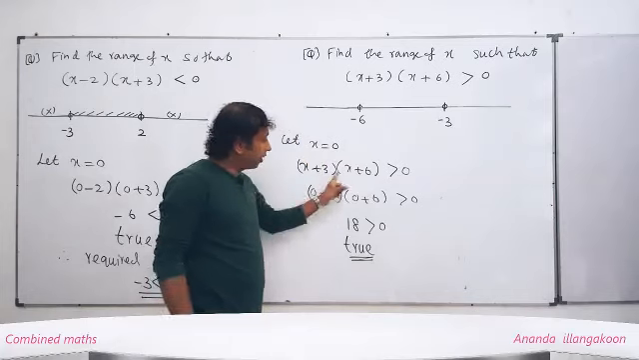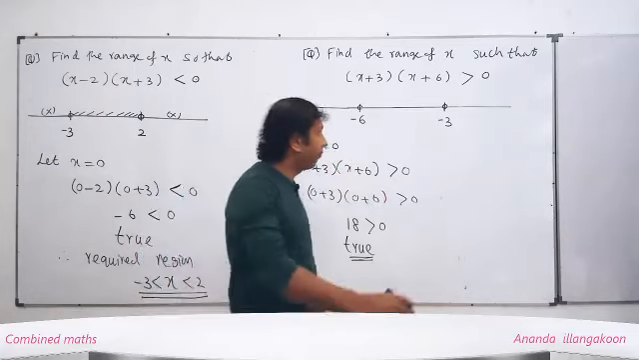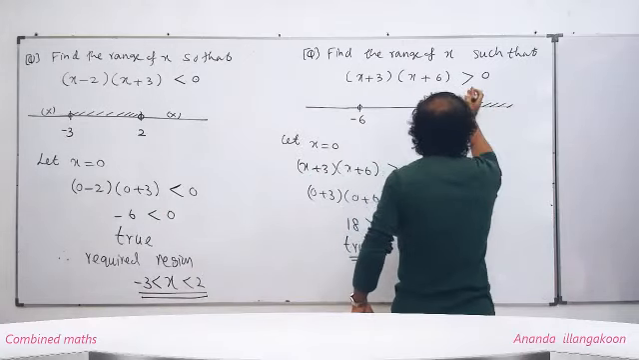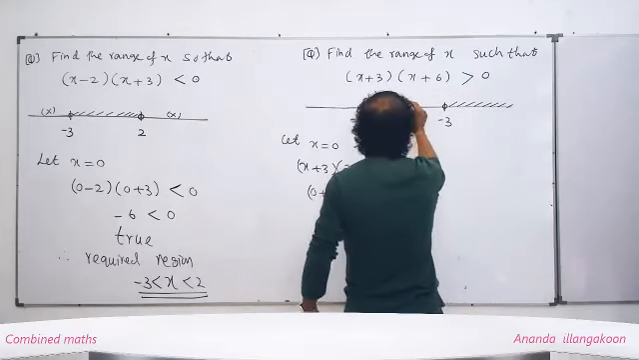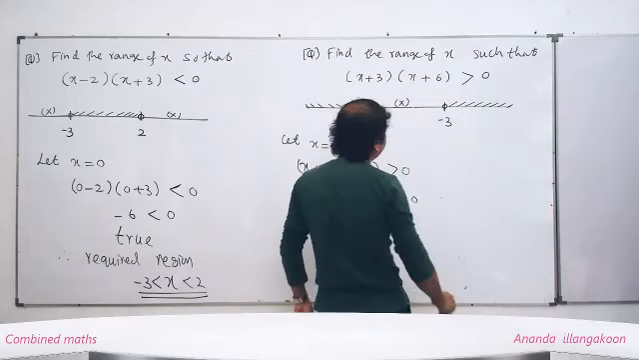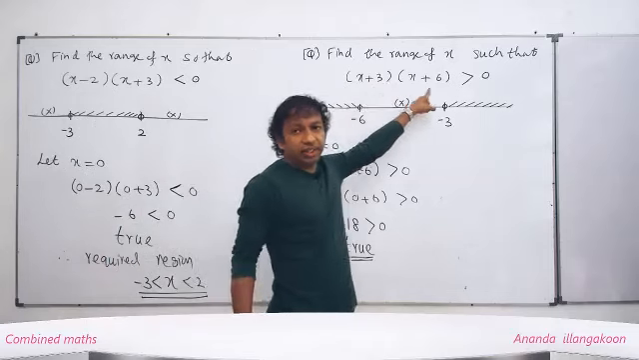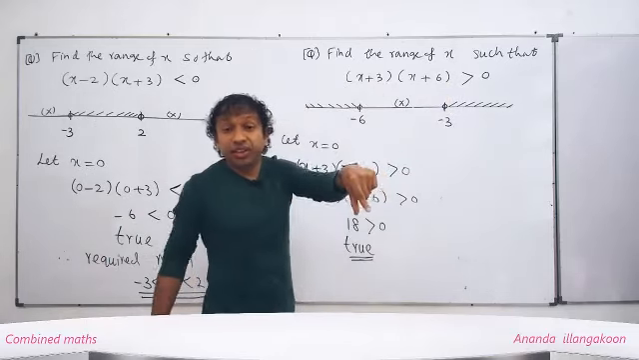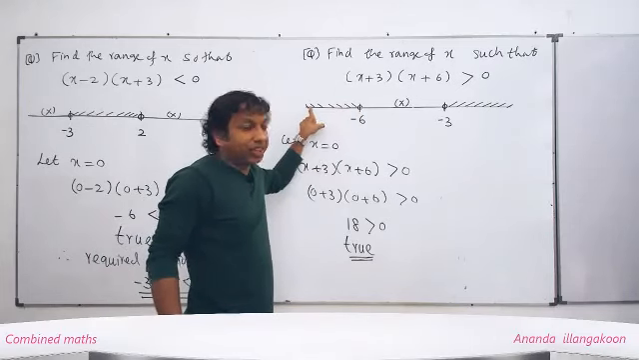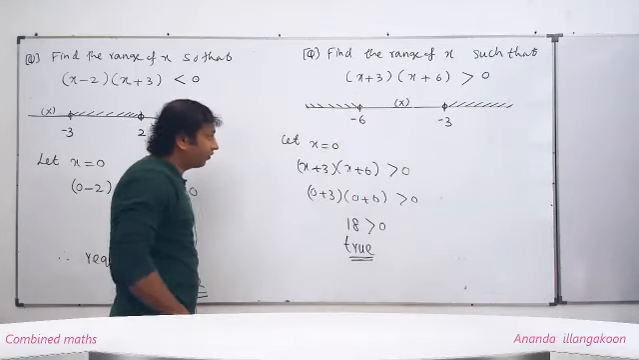That means the region where 0 is available, we accept. This region we accept. Then the adjacent one, this one we reject. Then the next one we accept. Right. This is the answer now. This inequality can be satisfied for all real numbers which are less than -6 and greater than -3. So therefore we can write the final answer.